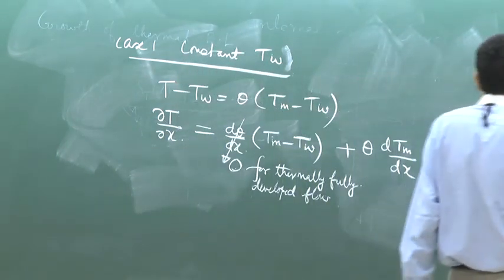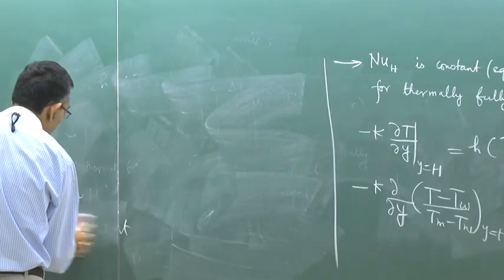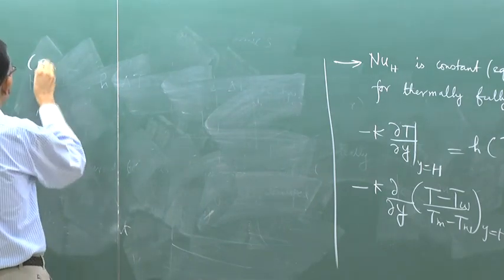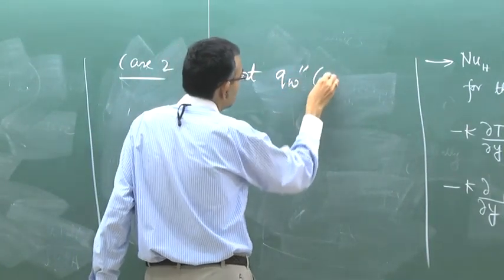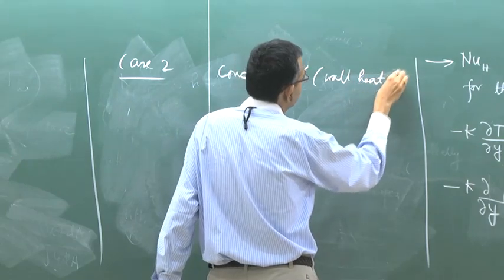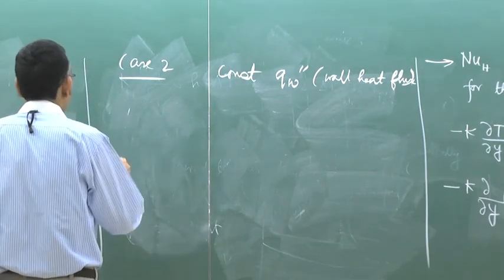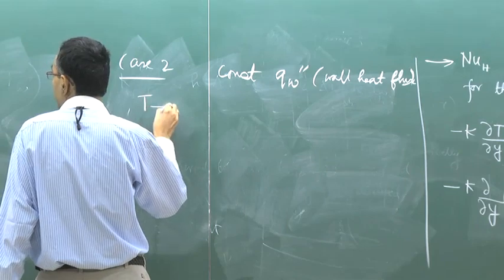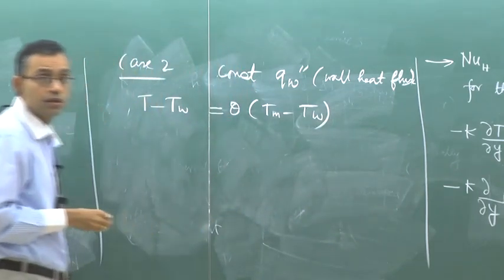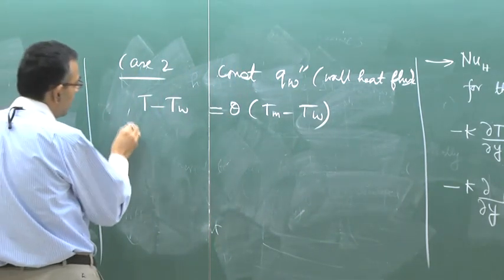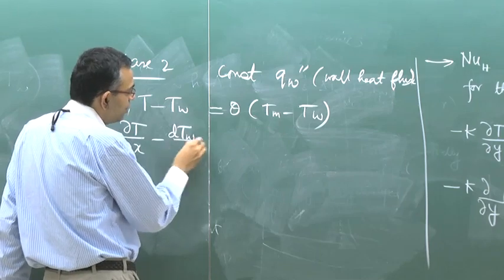Then the next important case, which we will discuss in length over this course, is the constant wall heat flux boundary condition. So, here you can write T again: T minus T wall is equal to θ into Tm minus T wall. So, ∂T/∂x minus dT wall/dx. Now, T wall may be a function of x.